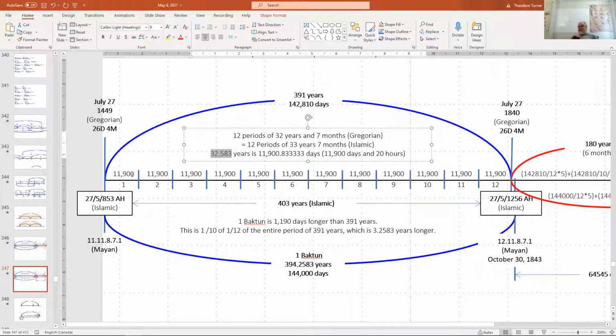Now, the other thing that I want to look at is this baktun. Now, the baktun comes from the Mayan calendar. It's a period of 144,000 days. So many people will remember this, that what I did is I looked at this period of 144,000 days, and I saw that it was a little bit longer than 142,810 days. And so I just said, how many days longer is it? And it happened to be 1,109 days longer than 391 years. So it ends up being 1/10 of 1/12 of that entire period.